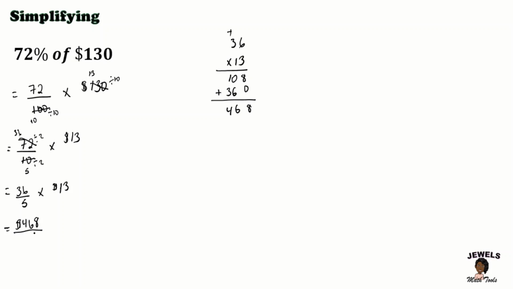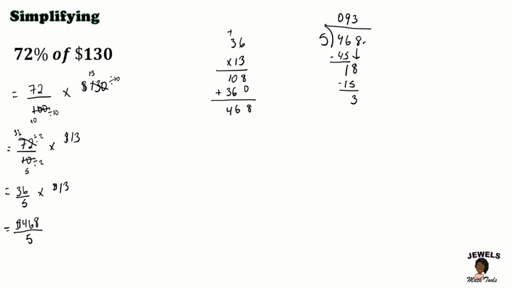$468 being divided by 5. And we're going to set up our long division, dividing 5 into 468. 5 can't divide into 4 since it is smaller than 5. 5 divides into 46 9 times. 5 times 9 is 45. 46 subtract 45 leaves us with 1. We're going to bring down our 8, changing 1 into 18. 5 goes into 18 3 times. 3 times 5 is 15. 18 subtract 15 leaves us with 3.